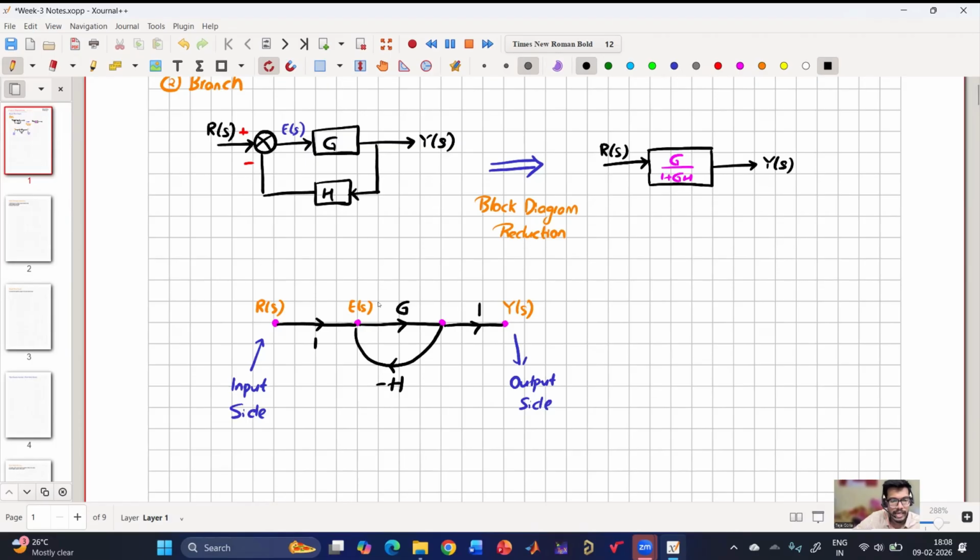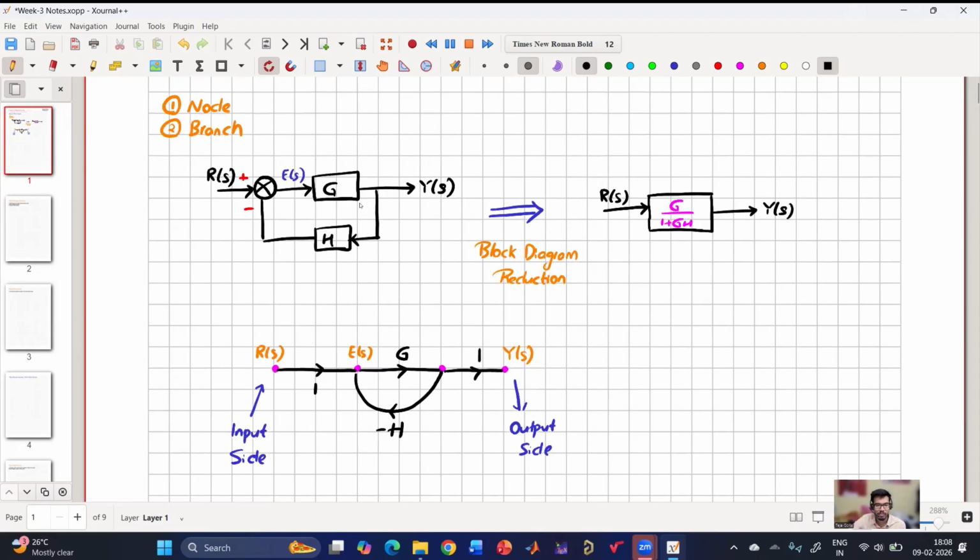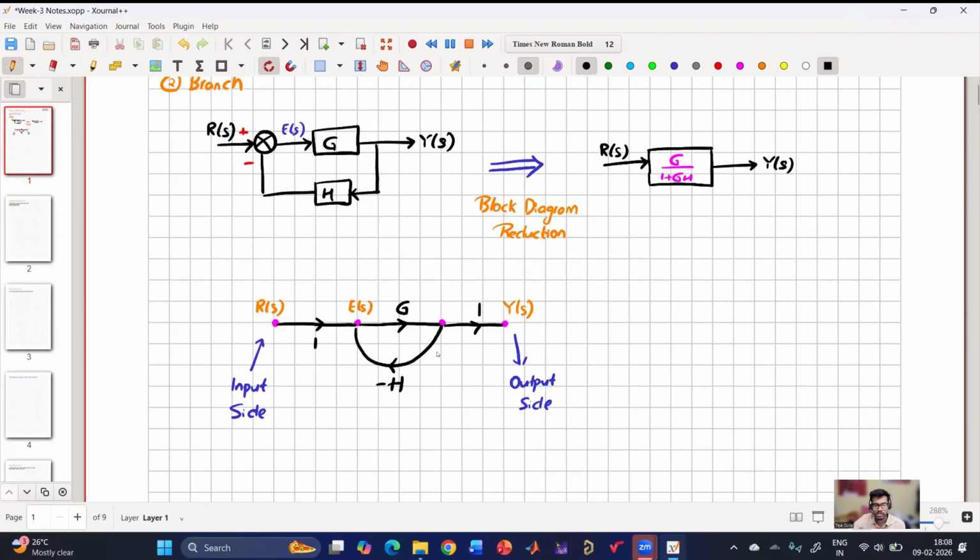So if you see, E of S is what? R of S into 1 minus H of S into Y of S. So E of S is R of S minus H of S into Y of S. And from here, Y of S is E of S into G, which is also the same. So basically, we are representing the given block diagram into something called nodes and branches with gains, so that this entire block diagram is now represented in an easier diagram.